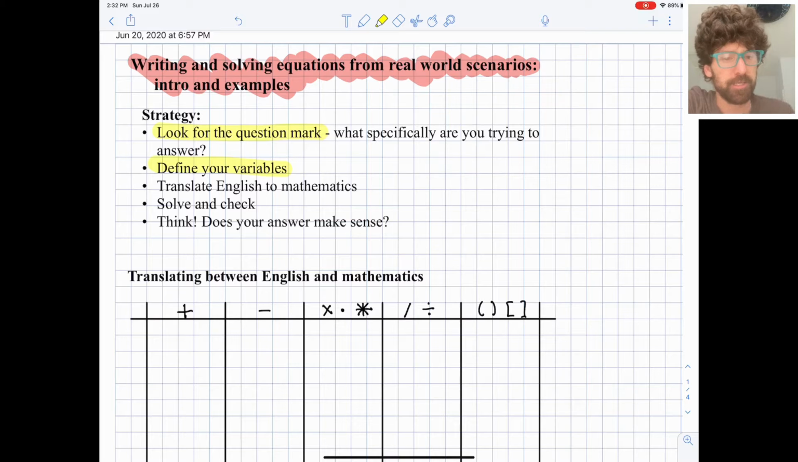The other strategy is to carefully translate English to mathematics, and you can see the chart on the screen right here. I'll help you fill that in and look at some words that translate into addition, subtraction, etc. Definitely solve and check it. That's often the easiest part of it, is actually solving and checking. But then take a moment and just pause and think at the end. Does your answer make sense? Does this number make sense in the context of the problem? All right, so let's get started.